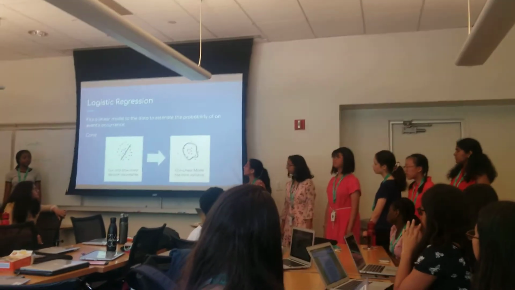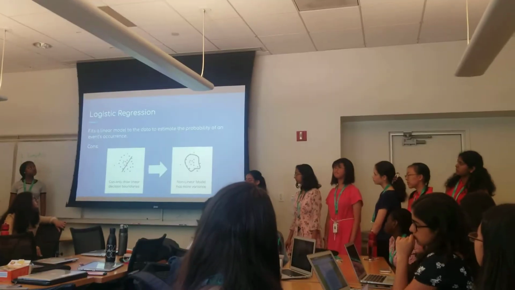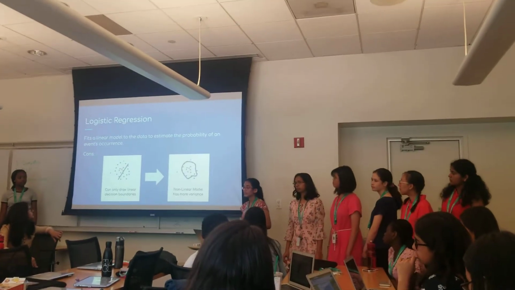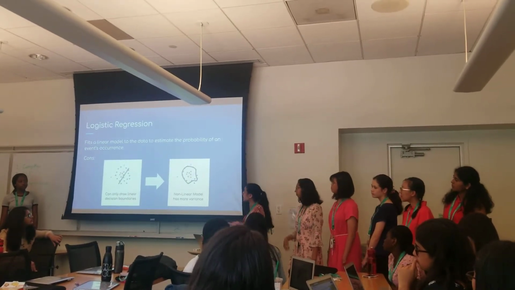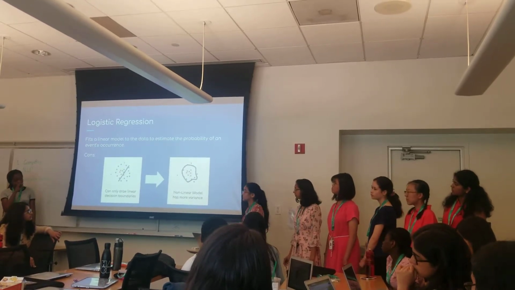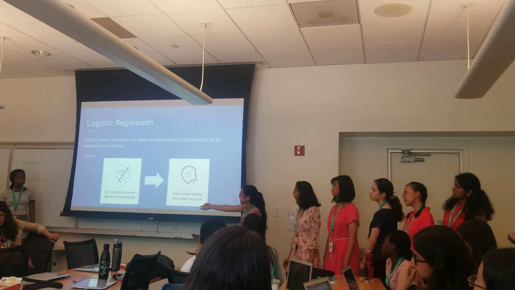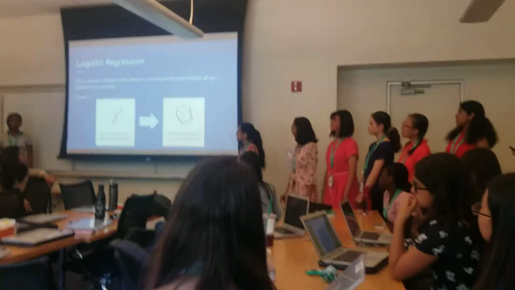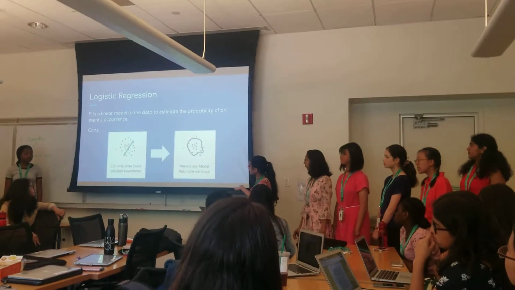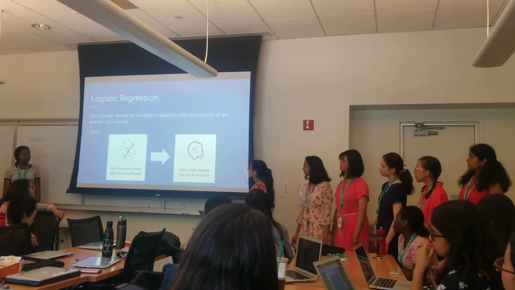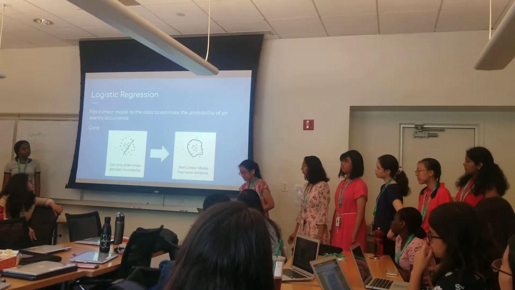So first, let's start off with logistic regression. So logistic regression uses a linear model to fit the data in order to estimate the probability of an event's occurrence. But there are several negatives to this model. For example, they can only draw linear decision boundaries. So as you can see in the diagram to the left, this linear model is not able to accurately represent the data. While on the diagram to the right, we can see that this non-linear model, which has more variance, is more accurately able to represent the data.